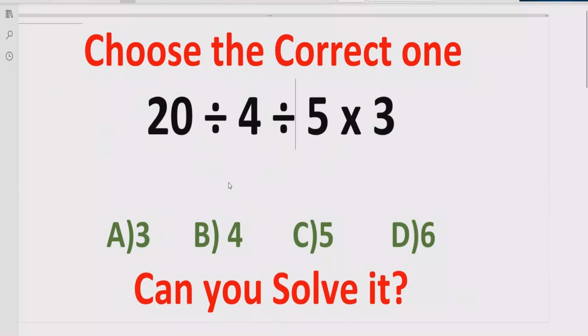Today we will solve another quiz which is related to arithmetic expression. The quiz contains the basic operation, multiplication and division. So we have to solve this quiz using PAMDAS and BODMAS method and find out the correct answer. In the answer list we have four answers: A is 3, B is 4, C is 5 and D is 6. So let's see after solving it which answer is correct.